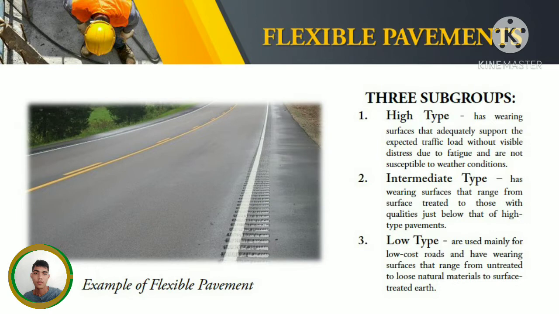It has wearing surfaces that range from surface treated to those with qualities just below that of high type pavements. And the last one is the low type pavements that are used mainly for low-cost roads and have wearing surfaces that range from untreated loose natural materials to surface-treated earth. So for this report, we're going to deal with the design of new high-type pavements, although the methodologies presented can also be used for some intermediate type pavements.